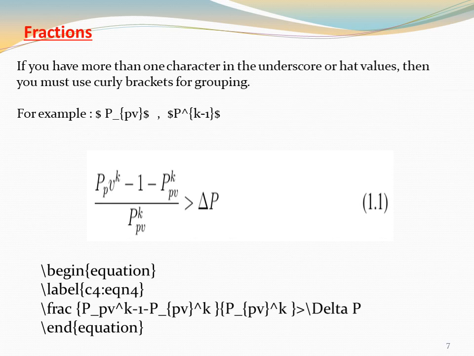The previous slide example is considered again here. Here in the underscore and hat symbol, I haven't used the curly brackets. So in this case, I'm getting the equation like this. It's the wrong one. We are getting confused. So in underscores or hat symbols, we should write the values within the curly brackets, otherwise we will get a wrong answer.